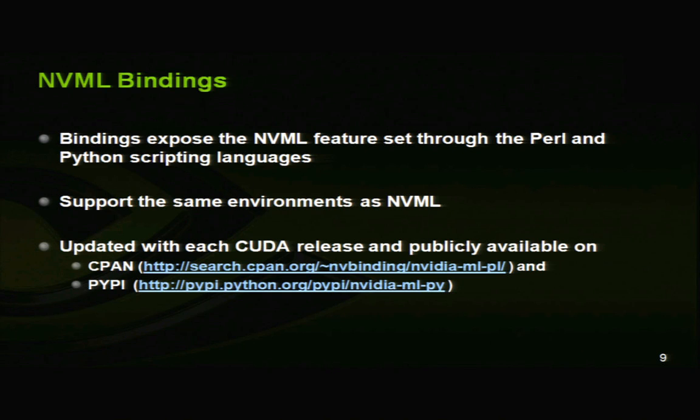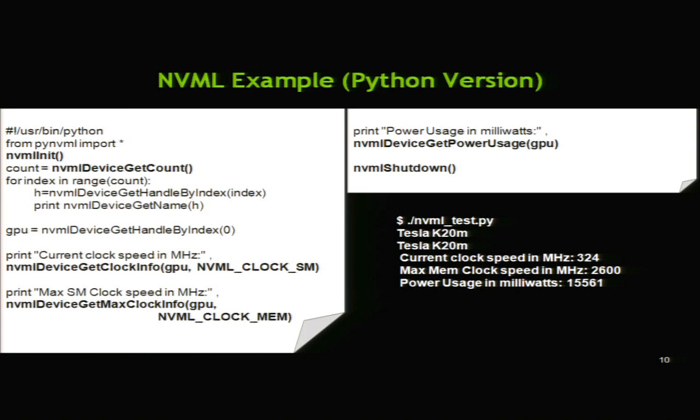As I mentioned before, we are also providing bindings for Python and for Perl, which we support and which we update with each CUDA release. And you can download these bindings from the links which are provided on this slide. Also, two examples here for the Python version. In this case, same approach as for the C version, NVML init, NVML device get count.